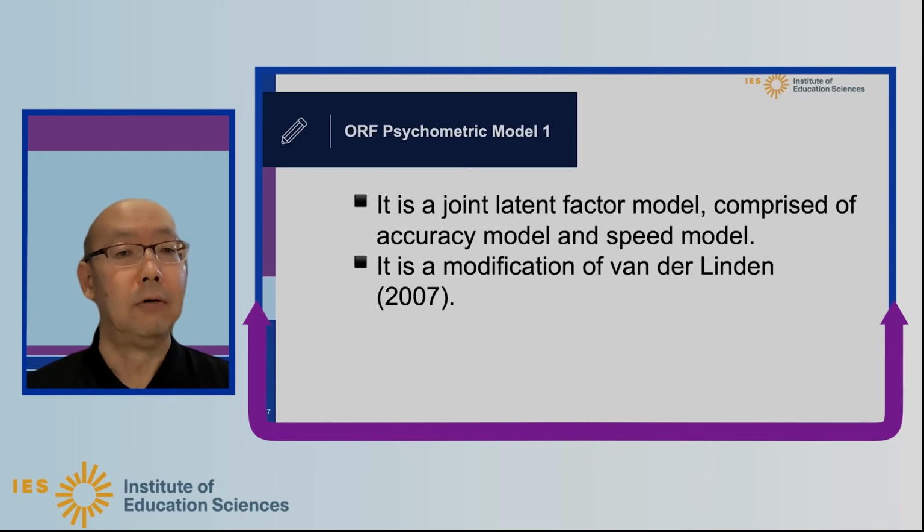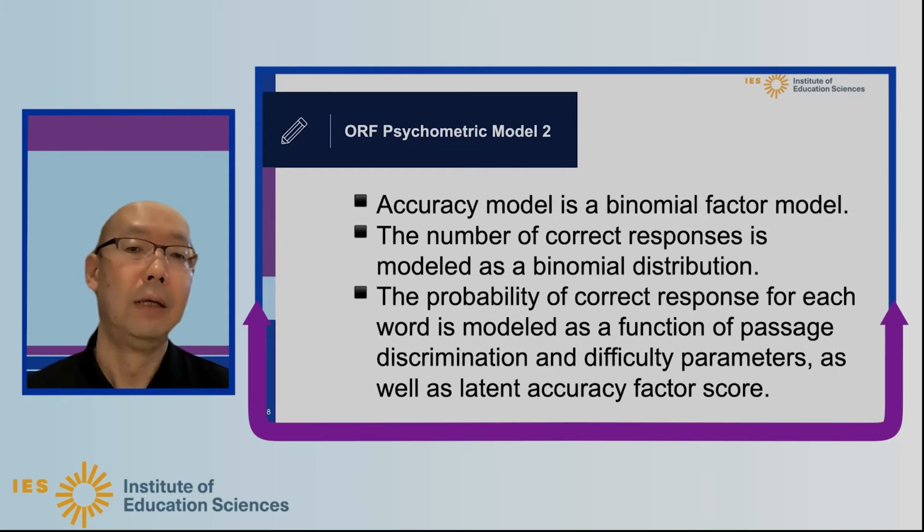Okay, how does the ORF psychometric model look like? It is a joint latent factor model comprised of the accuracy model and a speed model. And actually, it is the modification of the van der Linden 2007. The accuracy part of the model is a binomial factor model.